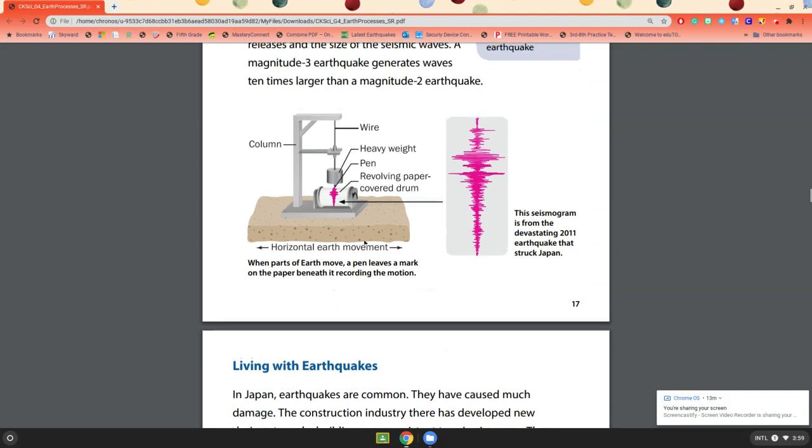So here is a seismograph. Now it is positioned on the Earth's crust. And what happens is when parts of the Earth move, this pin right here, which is kind of dangling, moves back and forth to record the vibrations. Now this seismogram, which was created by a seismograph, is from the devastating 2011 earthquake that struck Japan and caused a huge tsunami afterwards.